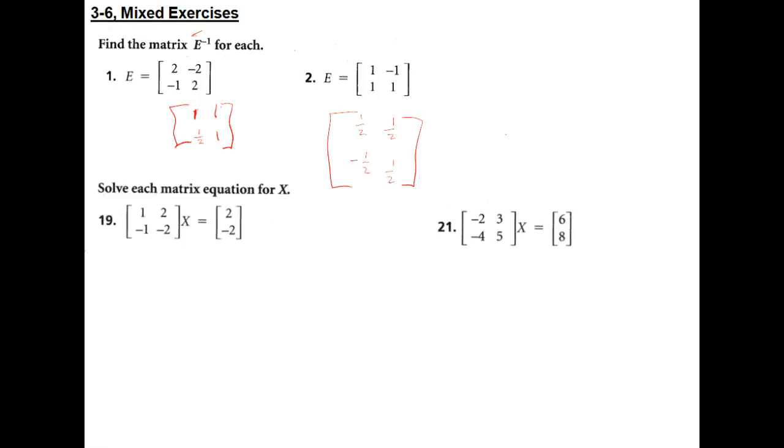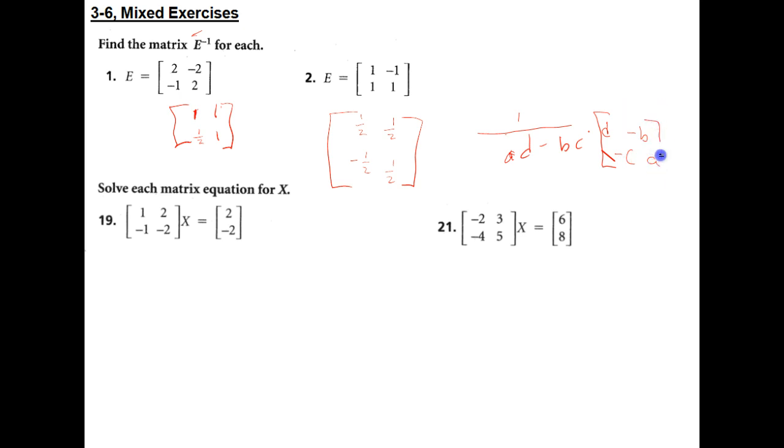Okay, what's the formula? Go ahead, Hannah. 1 over AD minus BC, okay? Times the, what do we call that other thing? The jumbled up matrix, right? The messy matrix. So the jumbled up matrix is what goes up here? D, negative B, negative C, and A.